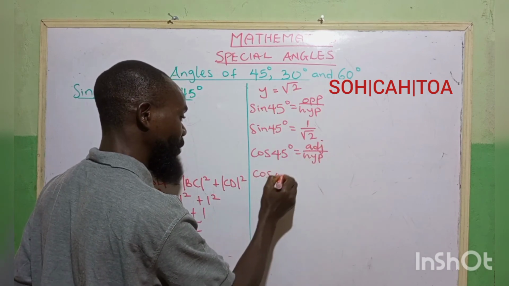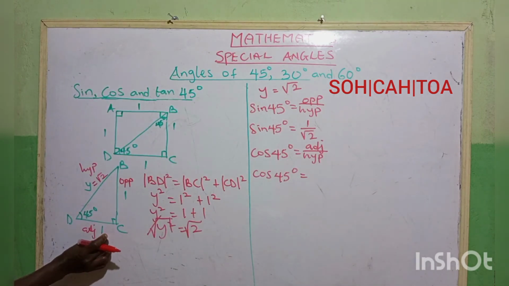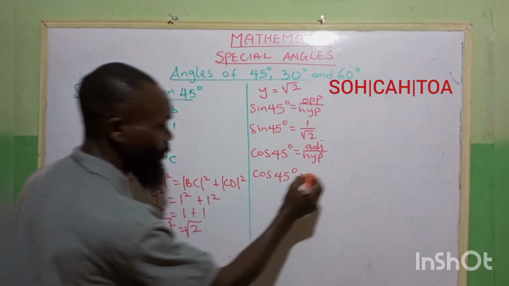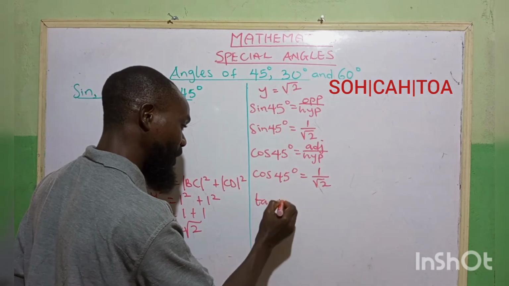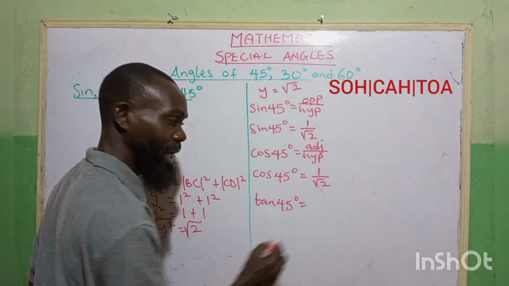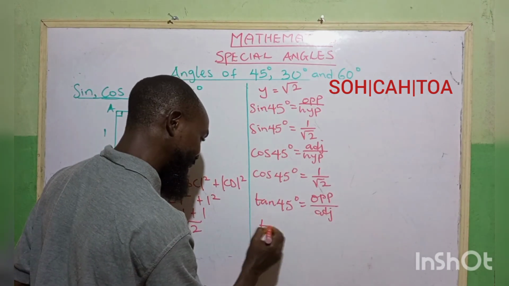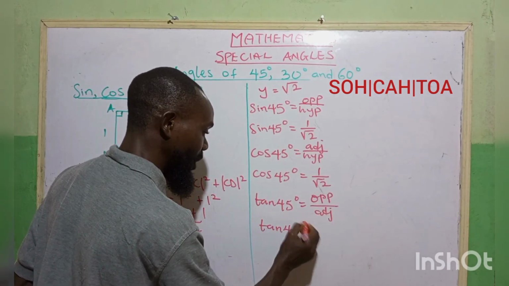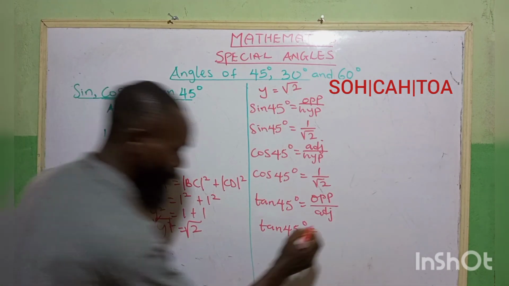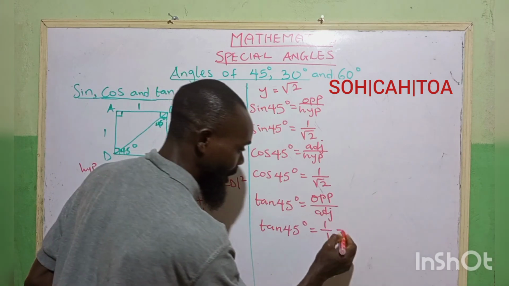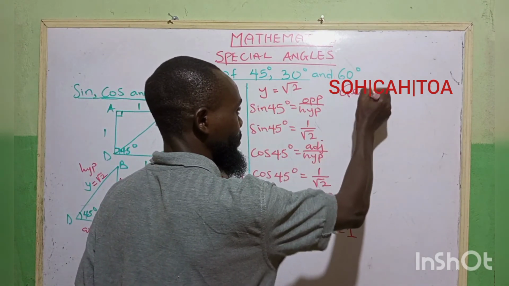So cos 45 degree equals my adjacent from here, we have 1. Our hypotenuse is root 2. 1 over root 2. Then tan 45 degree equals, that is opposite over adjacent. That is tan 45 degree equals, my opposite here is 1, adjacent also is 1. 1 over 1. 1 divided by 1 gives what? 1.